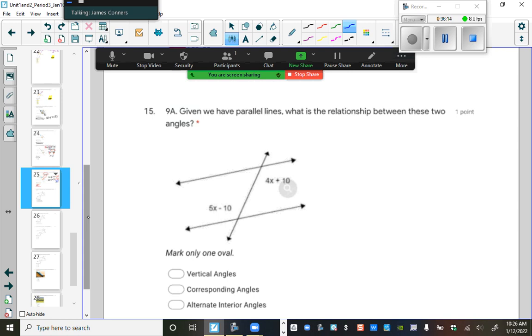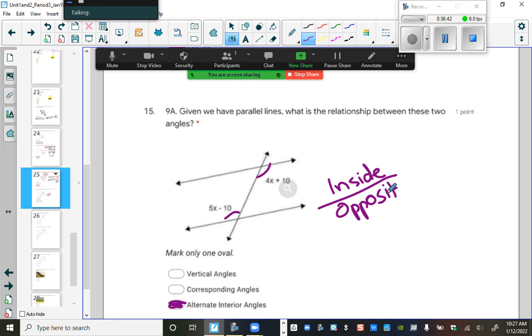So in this case, what type of relationship is taking place between these two angles? Alternate interior angle. Say it again, Alex. Alternate interior angle. Very good. These are alternate interiors. These are both inside, opposite. Inside and opposite.